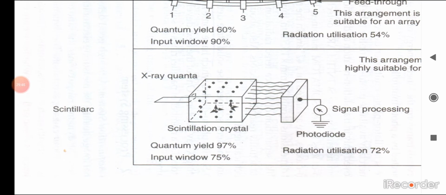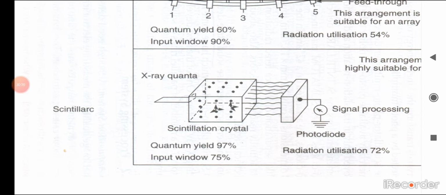The third one, scintillation arc, X-ray quantum, scintillation crystal. When X-ray radiation falls on the scintillation crystals, the scintillators will be excited. They generate sparks of light, which are passed on to the photodiode.